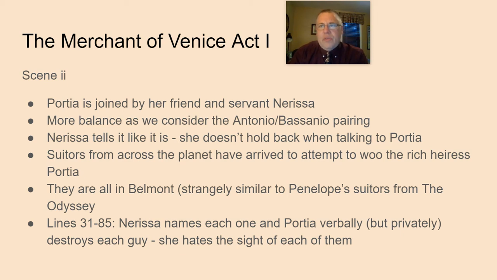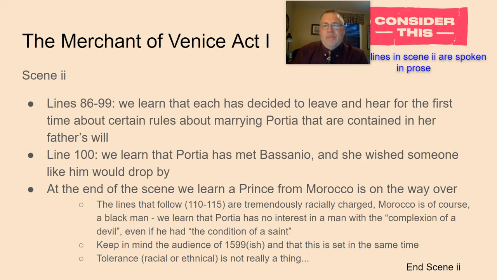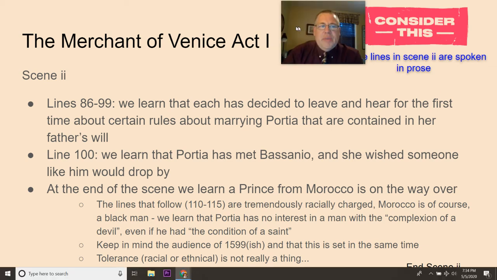And the two young ladies are enjoying a laugh over this, right? As they make fun of the men who have gathered to marry her. And so we continue on.